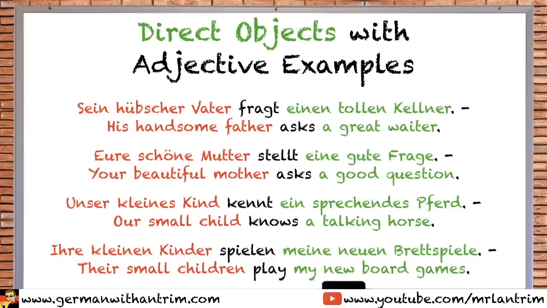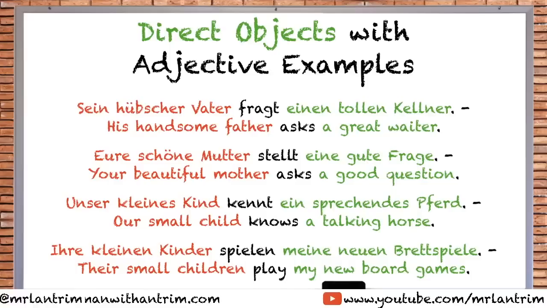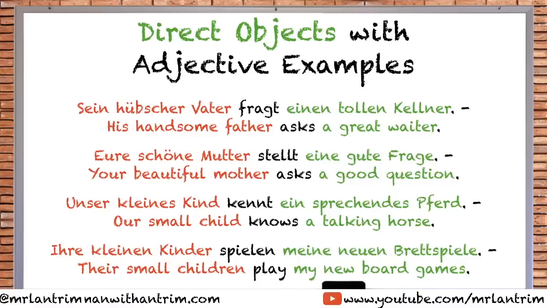Ihre kleinen Kinder spielen meine neuen Brettspiele. Here we have an E at the end of the article already with ihre or meine, these possessive words. They already have an E here, but to avoid the confusion of eure schöne Mutter and ihre kleinen Kinder, since they both have an E at the end of the possessive, we now have to have an extra EN at the end for the plural form so that we can identify which one we're talking about, as opposed to having a confusion between feminine and plural. So there's no confusion here because of that extra EN at the end.